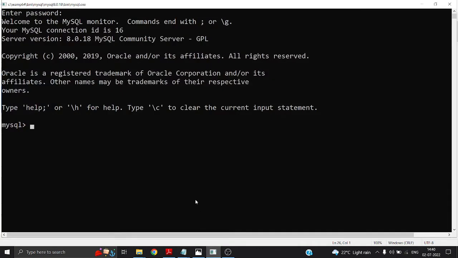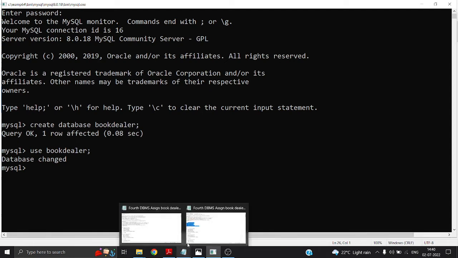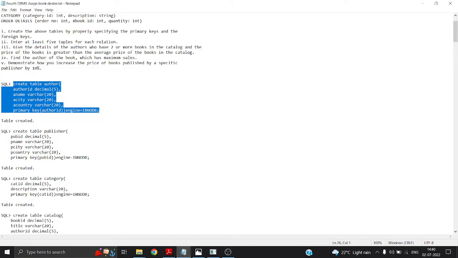Let me open that MySQL. So now for this case, our first job is to create a database by the name book dealer. As this context is about book dealer, that's why I'm creating the database by the name book dealer. Our next job is to use this particular book dealer database for creating the new tables. Now we start creating the tables by properly specifying the primary key and foreign key.